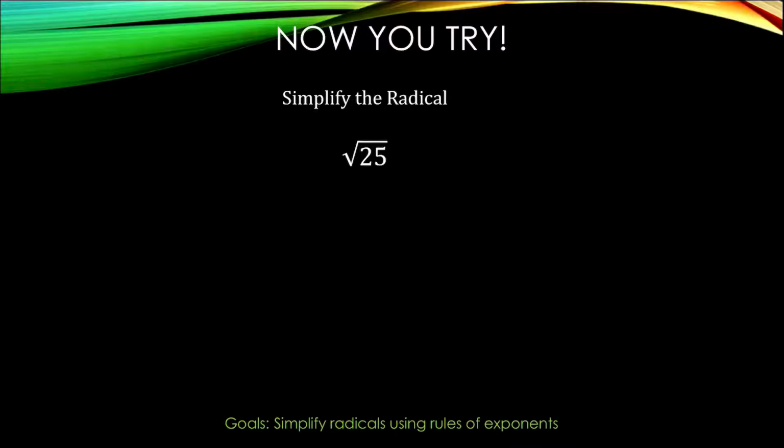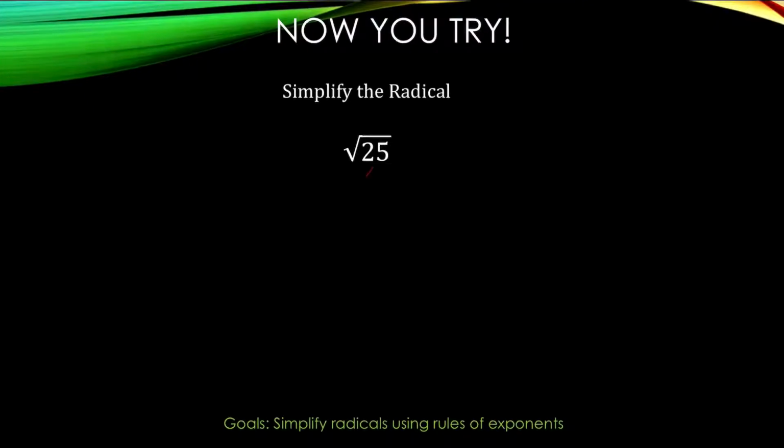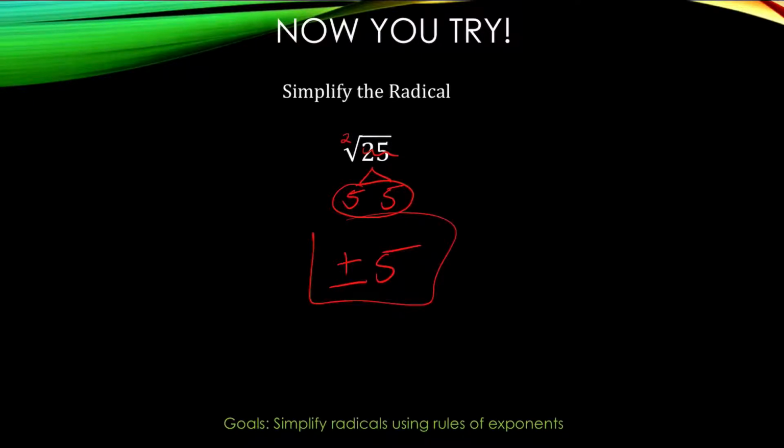All right, perfect. Welcome back. Hopefully you paused the video and tried it. We're going to go over it really quick. So I have 25. Well, we know that it's 5 times 5. I cancel that 25 out because we've already factored it down. I'm looking for something that is multiplied by itself twice. So I have 2 5s there, so I get plus or minus 5. There's my answer. All right, let's move on to the next one.